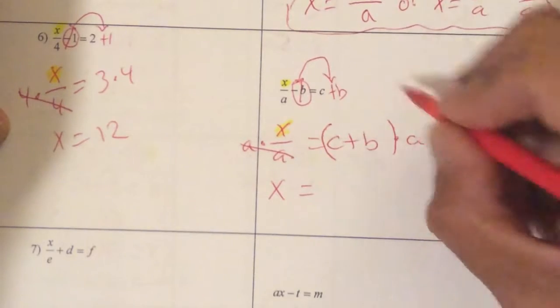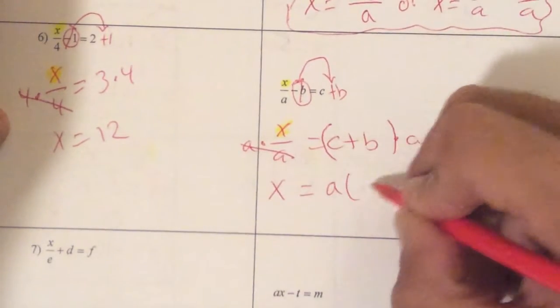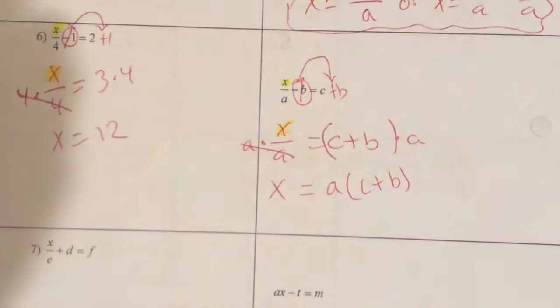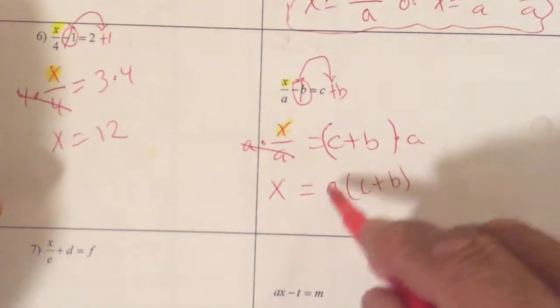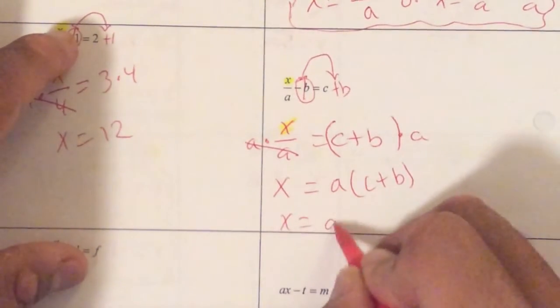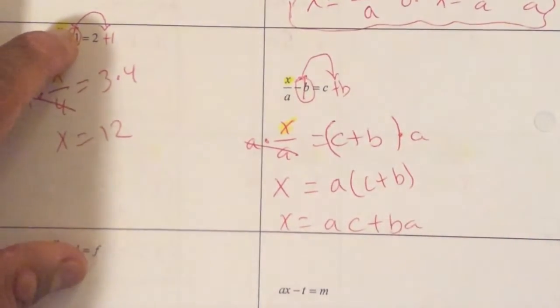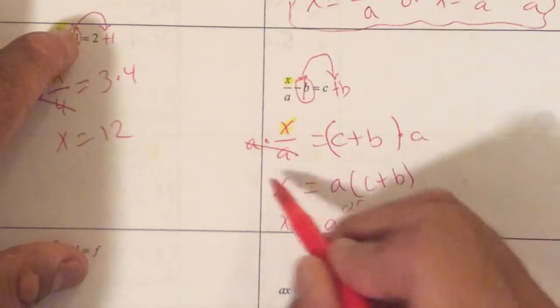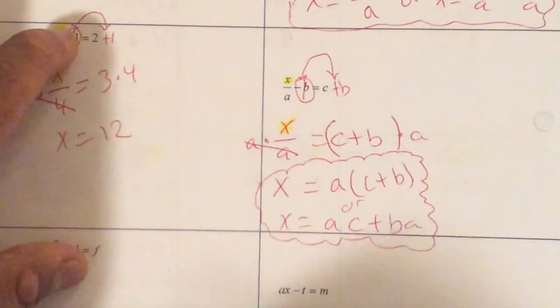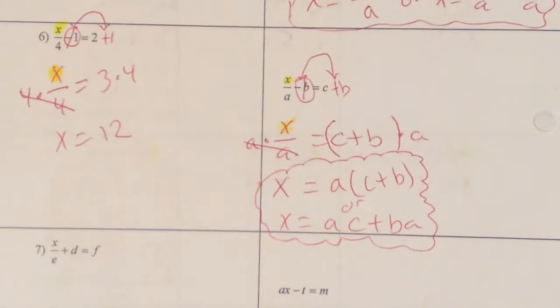So you could really just move the a in front of the parentheses and say a times the parentheses c plus b, and there's your valid answer. Now, of course, you could distribute the a to get you x equals ac plus ab, but either way, these two are valid answers. Just be able to recognize both of them. Okay?